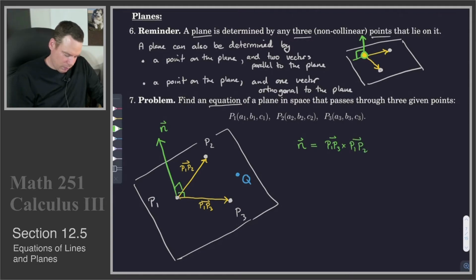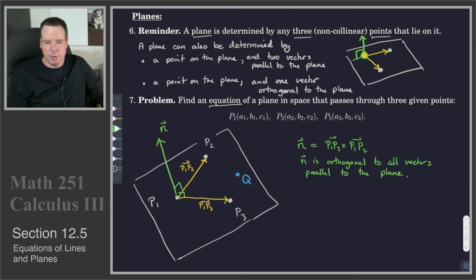And n is orthogonal to all vectors parallel to the plane. So that's its property. It's perpendicular to the plane. So any vector in the plane, it's perpendicular to it. Now I'd like to come up with a condition that Q has to satisfy to be in the plane. Well, what I can do is look at the vector that goes from P1 out to Q. I'll make Q a bit bigger. There we go, now it points right to it.